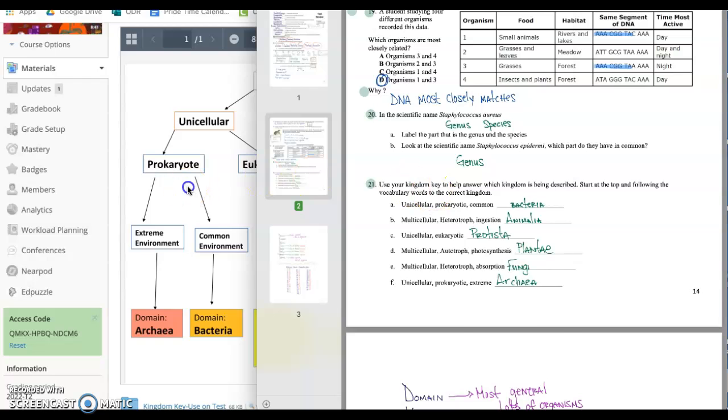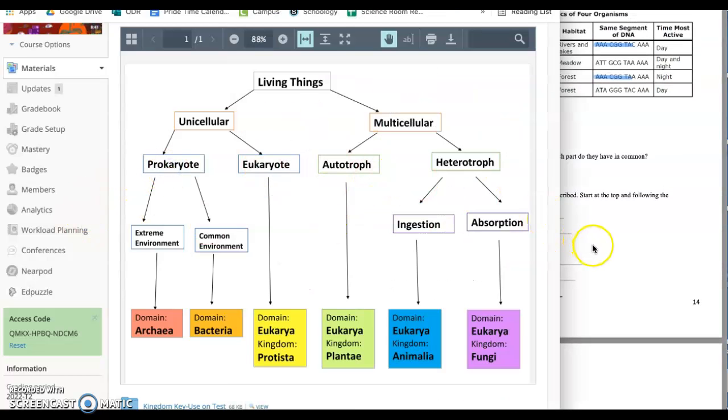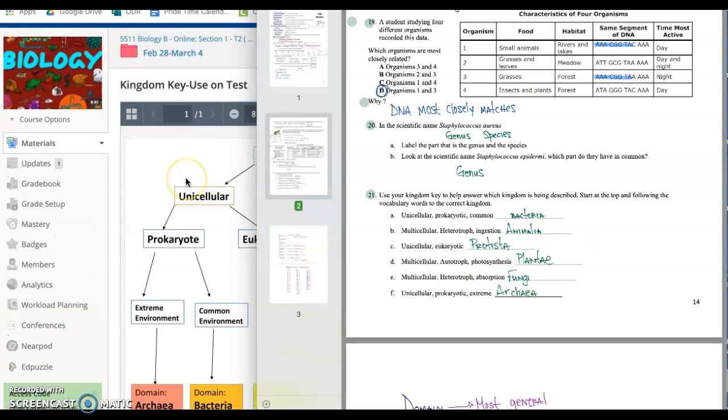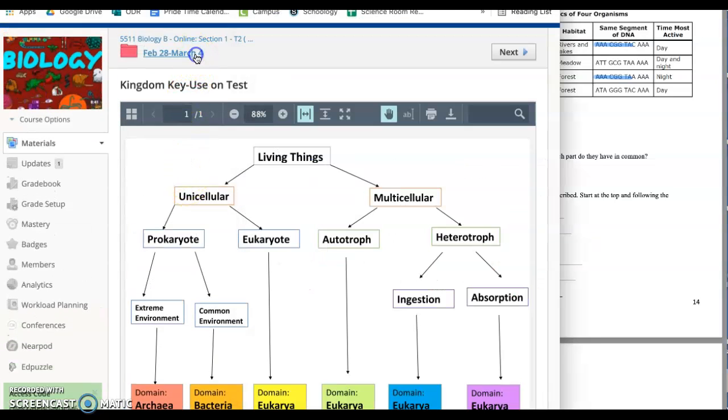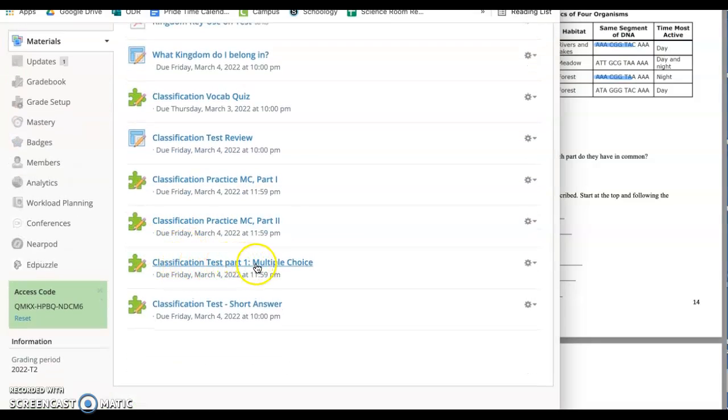Using your kingdom key, that's this right here. Answer which of the following best described. So you'll just go through here and just be ready to use this. That's really what that question is all about. So with that, you should be prepared for the test. And again, be sure that you do both parts of the test, classification test part 1, multiple choice, and the short answer.